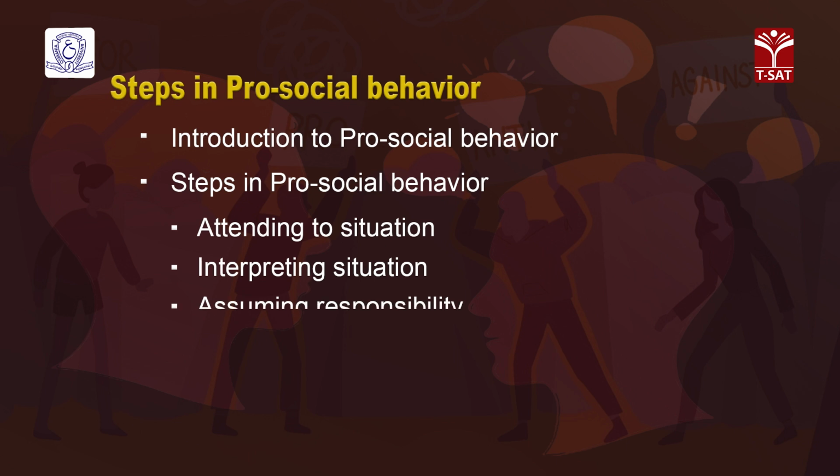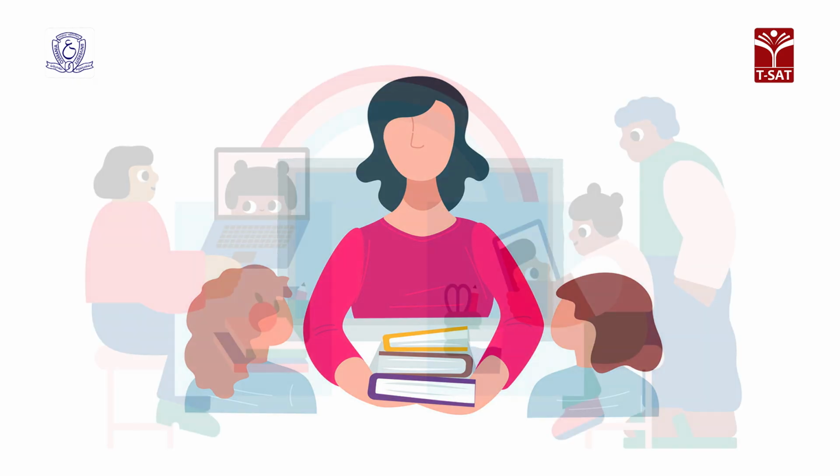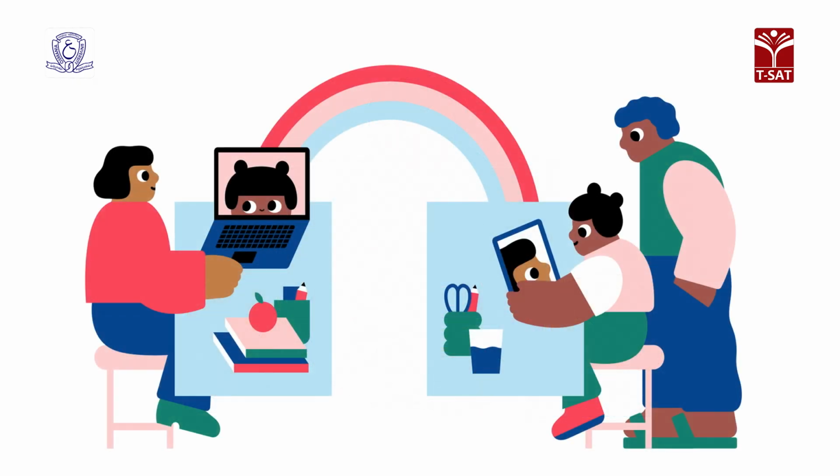Now we will come to step 3, which we call assuming responsibility. The next step to prosocial behavior is taking responsibility, and that also depends on various factors. For example, if the responsibility is not clear, people assume that anyone in a leadership role must take responsibility, such as adults with children, professors with students, and so on.